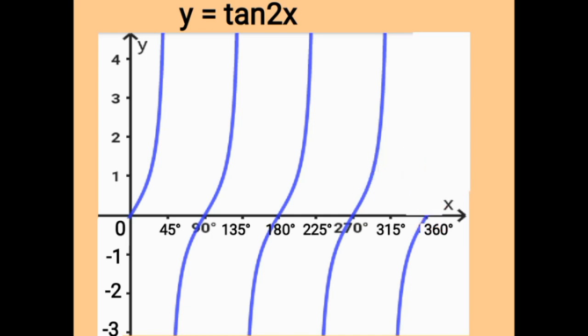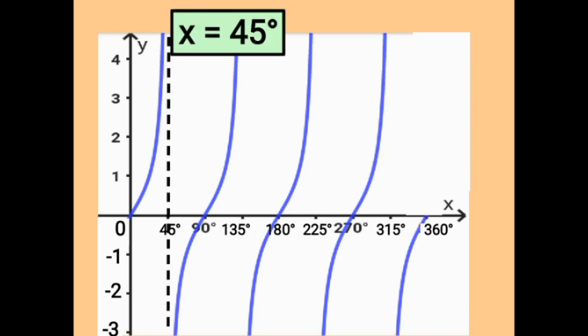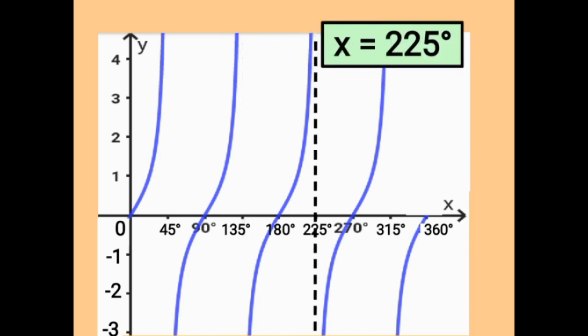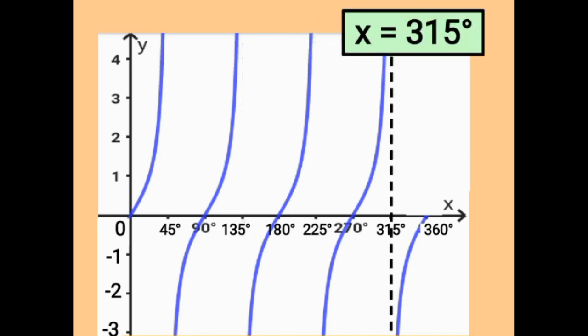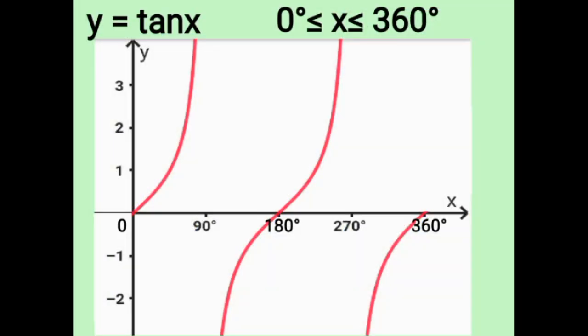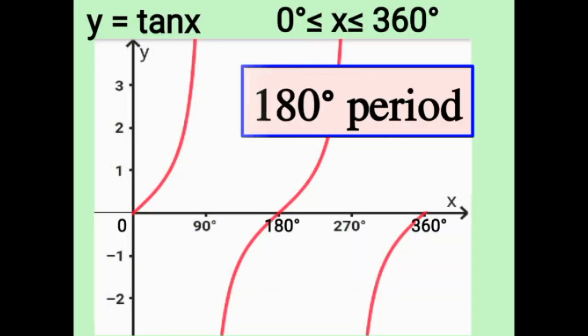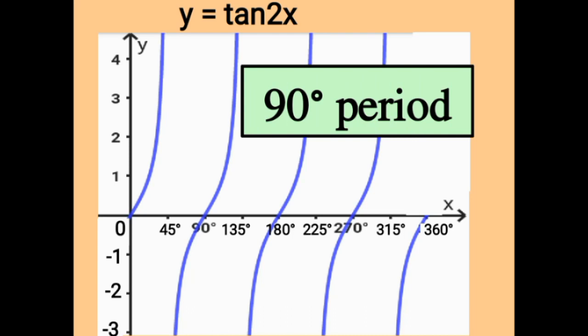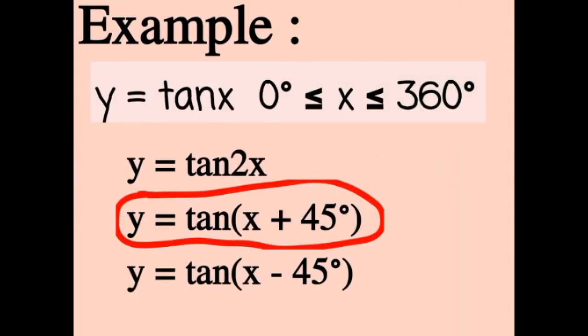It also has 4 vertical asymptotes at x = 45°, x = 135°, x = 225° and at x = 315°. The graph y = tan x had a period of 180 degrees, that is, it repeated itself every 180 degrees. Now, since all the x coordinates are halved, the graph y = tan 2x has a period of 90 degrees.